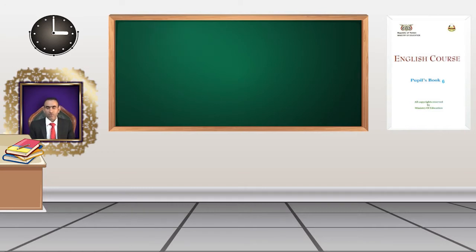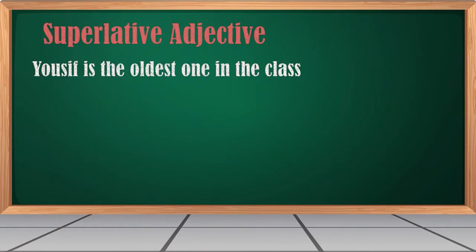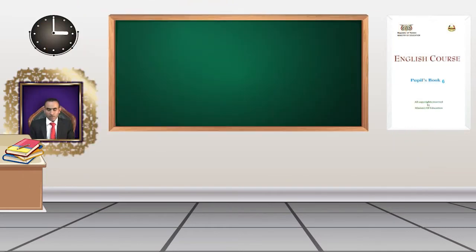We use superlative adjectives to compare between one person and more than one person, or to compare between one thing and more than one thing, or to compare one place and more than one place, or to compare between one idea and more than one idea. For example, Yusuf is the oldest one in the class. Compare between Yusuf and all of the pupils in the class. The oldest.